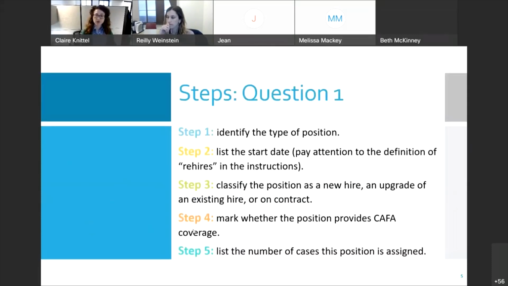So when you're filling out question 1, there are a number of steps that you need to go through. So for each position that you have, you're going to identify the type of position, attorney, supervisor, etc. Step 2, you're going to list the start date, and you'll want to pay attention to the definition of rehires in the instructions. Step 3, you're going to classify the position as a new hire, an upgrade of an existing hire, or on contract. Step 4, you'll mark whether the position provides CAFA coverage. And step 5, you'll list the number of cases this position is assigned.